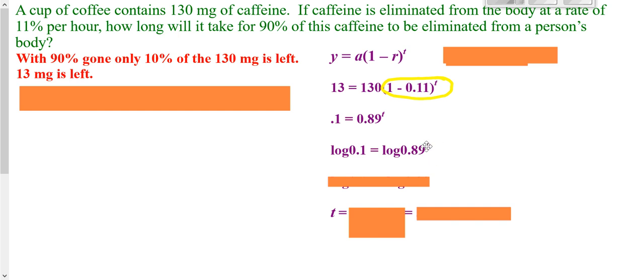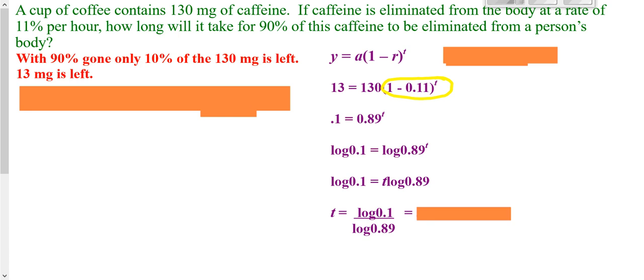You'll notice on the right-hand side, you have your t as your exponent after a logarithm. If you have an exponent after a logarithm, you can always put it down in front. So then you would have t times log of 0.89. So you have t times something, which to get t by itself, all you'd have to do is divide, and you would get this for your calculator-ready form.